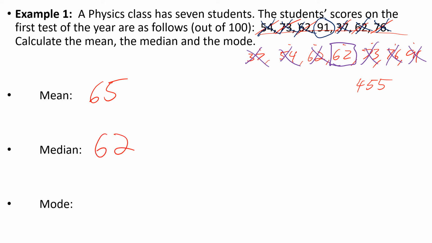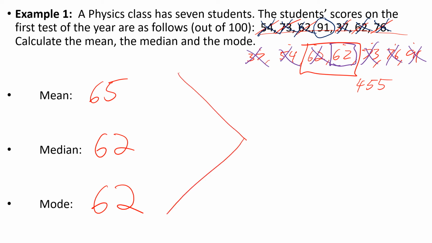Okay, which is the number that is most common? Well, we only have one that is repeated, and that is that 62 number, so our mode is going to be 62. Now, this is what we consider to be good data. These three numbers, mean, median, and mode, are good data. They're all fairly close to each other. If the mean is way different than the median and the mode, then that means you have data that needs to be investigated.